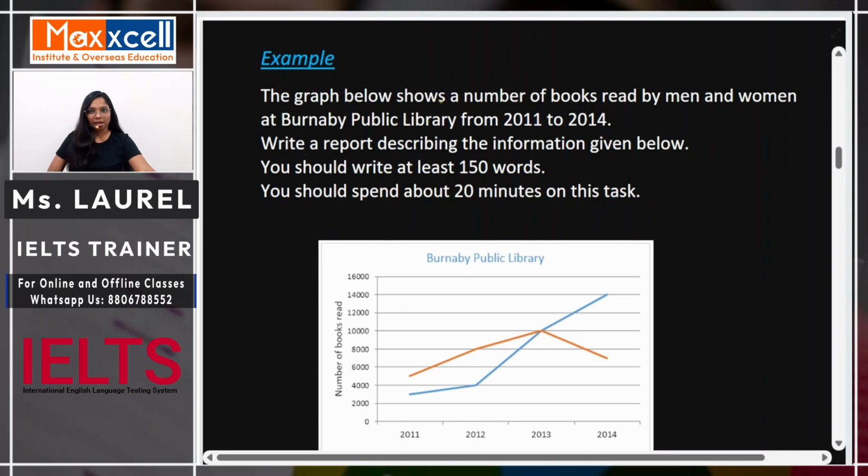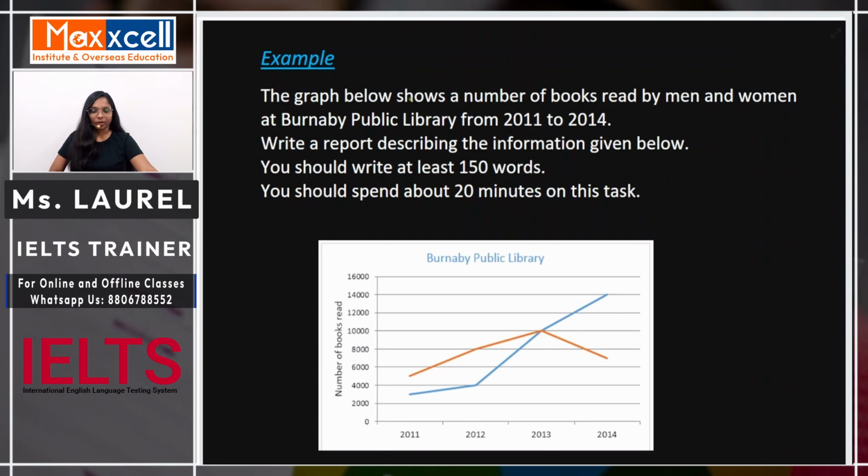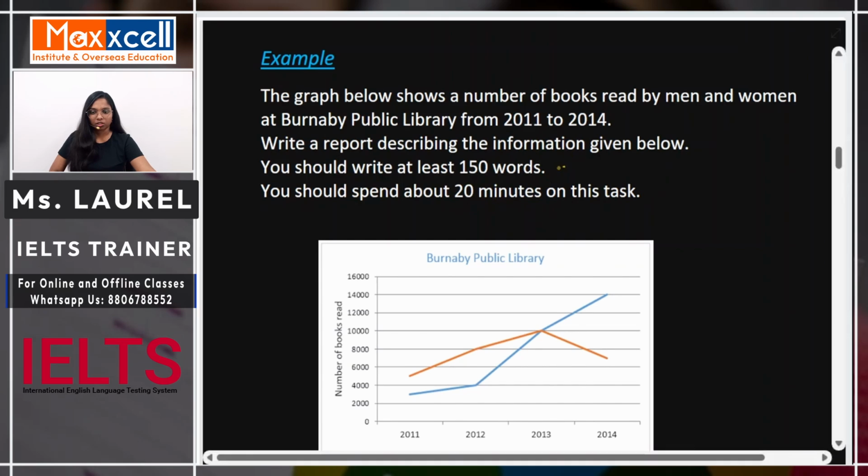Moving on, let's take an example of a line graph and see what kind of question is asked. Here we go. The graph below shows a number of books read by men and women at Burnaby Public Library from 2011 to 2014. Write a report describing the information given below. You should write at least 150 words and spend about 20 minutes. Okay, so this is part of the question. We have already looked at it.